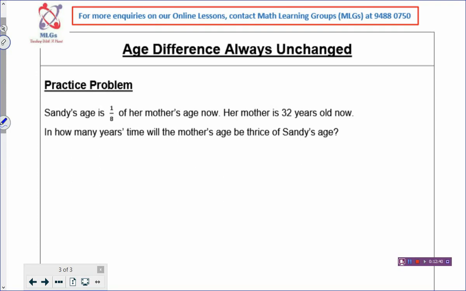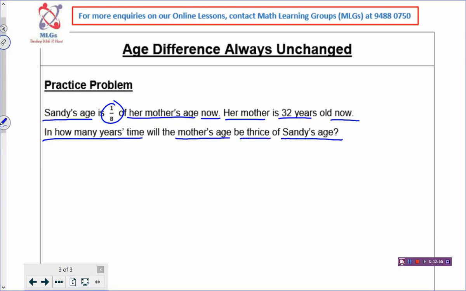So have you solved the problem? Alright, let's read. Now, Sandy's age is 1/8 of the mother's age now. This is the before. Her mother is 32 years old now. So before again. So in how many years time, which is the future or the after, will the mother's age be 3 times of Sandy's age? So that is the future, right? The after. So what is the change? The change is you have some years added to them. In how many years time? That is the change, right?